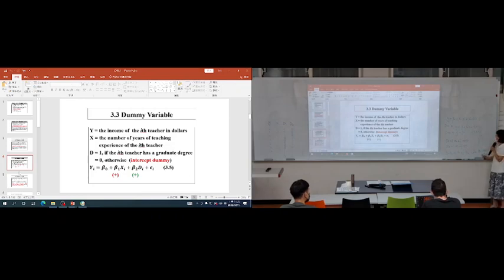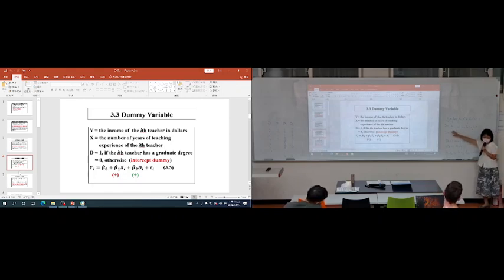In this case, how do you explain the beta 1? Both of them do have the same beta 1, right? So how do you explain this one? This is measured in years. This is measured in dollars. So how do you interpret the beta 1? We just learned in chapter 1 and chapter 2, right? You have to explain this one in your assignment to me. Okay, next week.